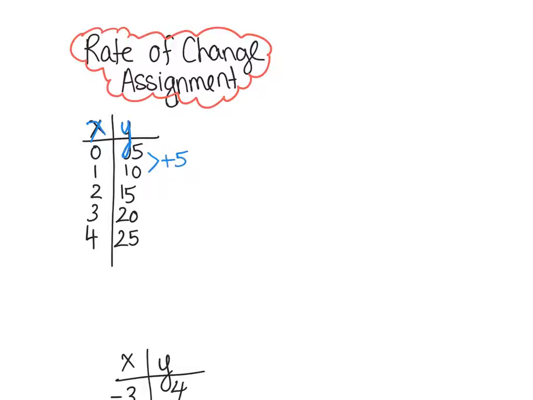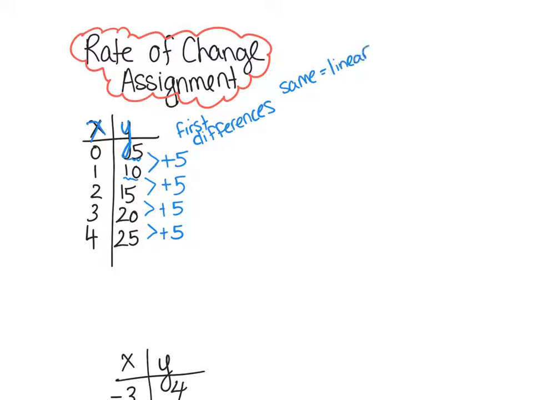And another way to think about that is you take the bottom one and subtract it from the top one. So 10 take away 5. This one's pretty easy to see that it's going up by 5 every time. The Y's are getting 5 added every time. So those are our first differences. We call them first differences. And if they're all the same, which they are, then we know our equation is linear. Okay, so that's what we know.